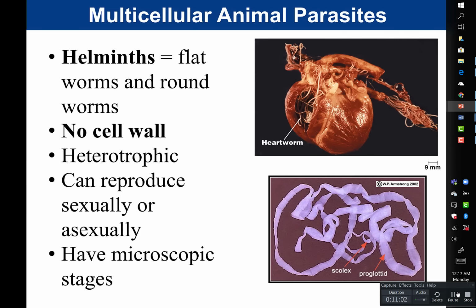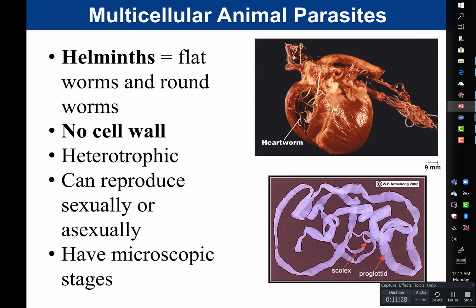And then we get to our multicellular animal parasites. A helminth, for example. A helminth is a worm. So we will talk about this a lot in lab. We'll talk about different types of worms, but we have our flatworms, like our tapeworms, for example, that's here at the bottom. We have our roundworms, like heartworm, for example. And so these would be our helminths.